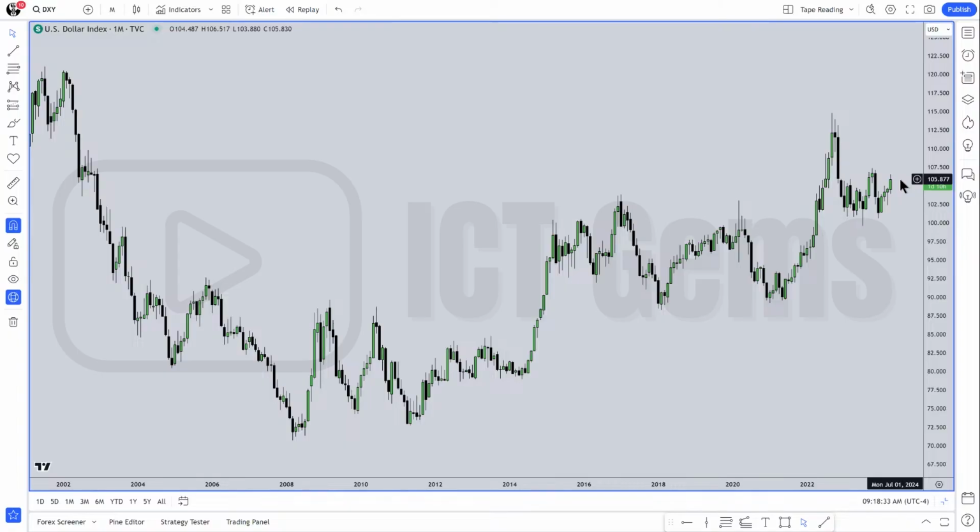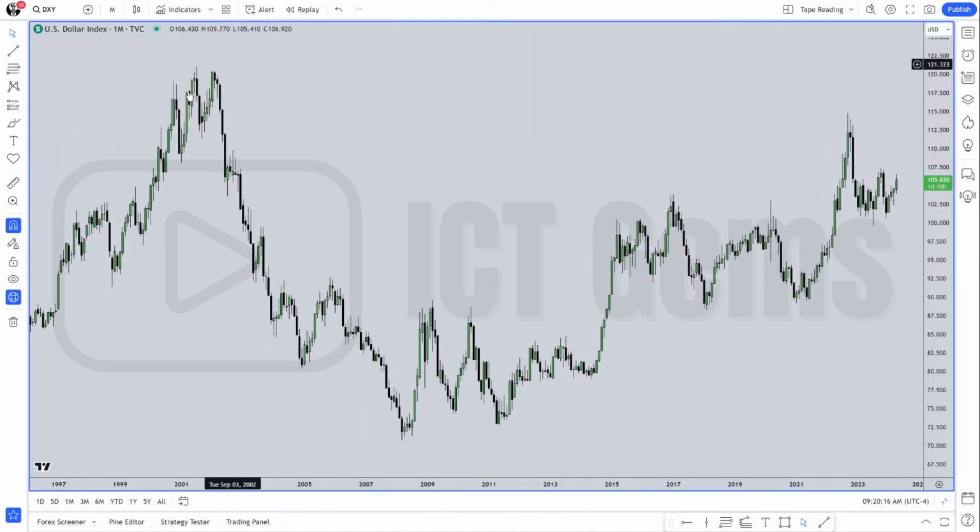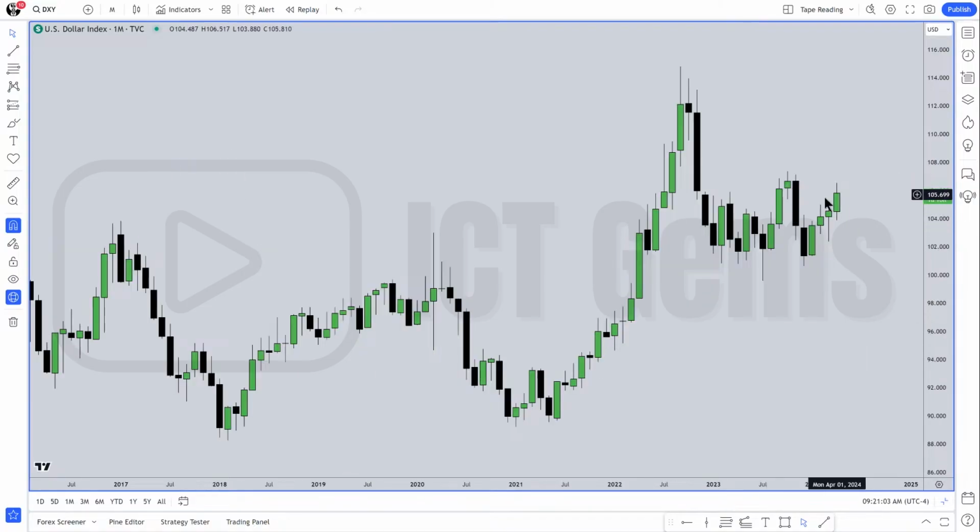But here, if we're looking at the monthly on the dollar, we have this up here. Now, we had a nice little run there, but now we have done what? We moved back into this inefficiency right there. We have traded to it and through it. This high right above that is going to have what? Buy side liquidity. To the left of it, we have this inefficiency right here.